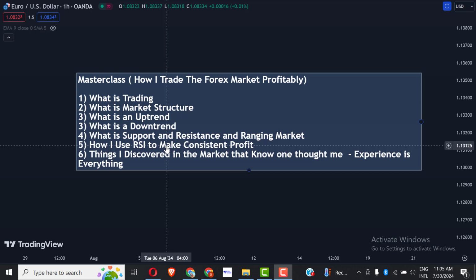Let's say, for example, I already know where I want to enter. Pay attention to what I'm saying. I already know where I want to enter. Now, if I already know where I want to enter, I just need to look at RSI to get more confirmation, or to be able to give more confidence for me to take a buy or sell. I'm going to be showing you that.